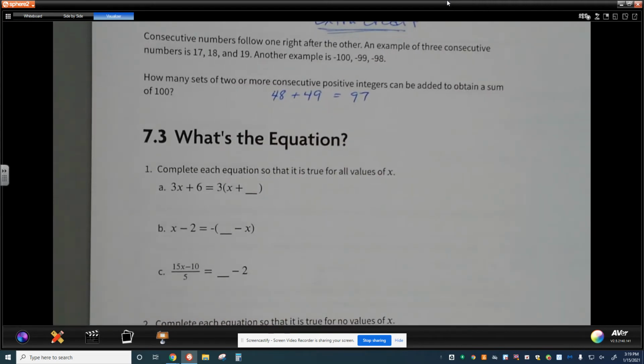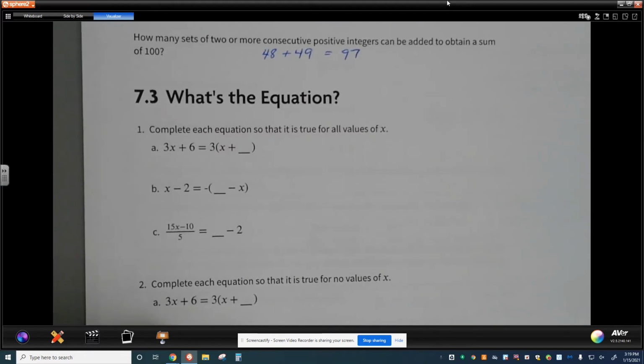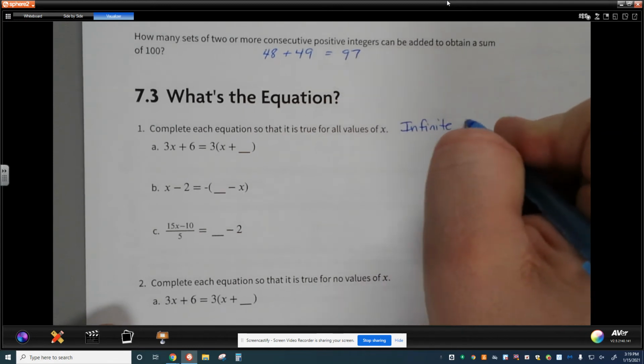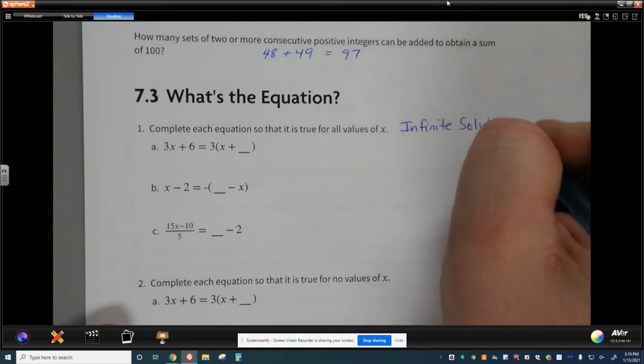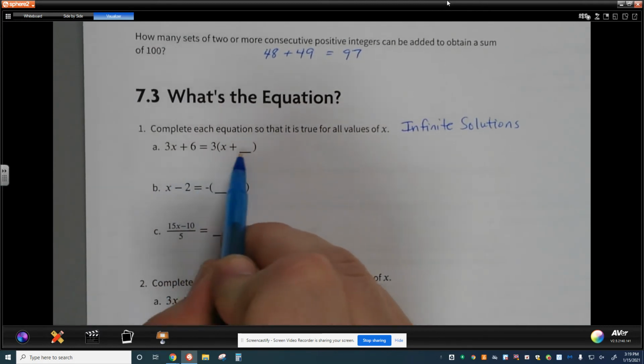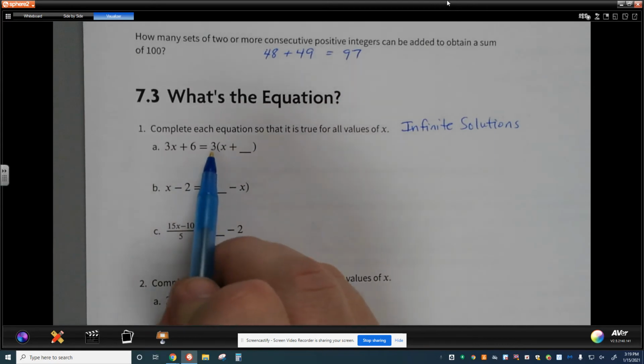So let's look at these equations. We're going to complete each equation so that it is true for all values of x. So we are looking for an infinite number of solutions. That means that we have to make our expression here on the right exactly like our expression on the left. Take a look at what we did.